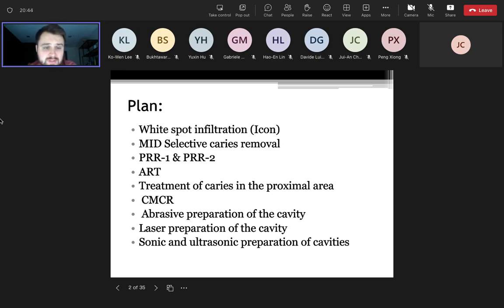Then we will go to minimally invasive dentistry and selective caries removal. We will talk through PRR 1 and 2. We will talk about the ART technique, treatment of caries in the proximal area, CMCR, the chemical removal of the caries tissues, and abrasive preparation of the cavity. And we'll finish with laser or sonic preparation of the cavities.